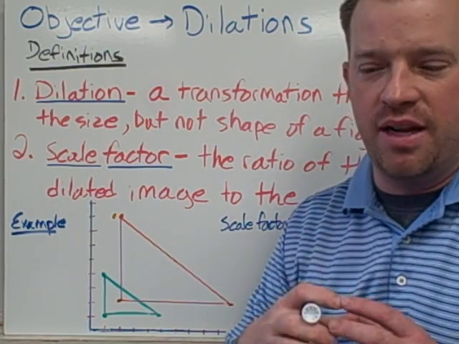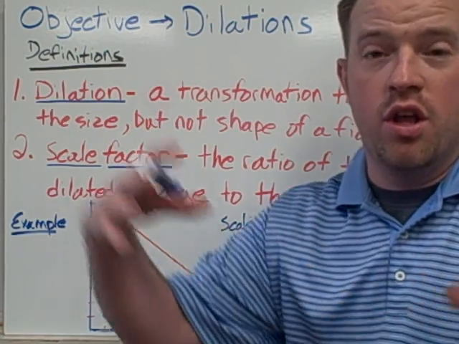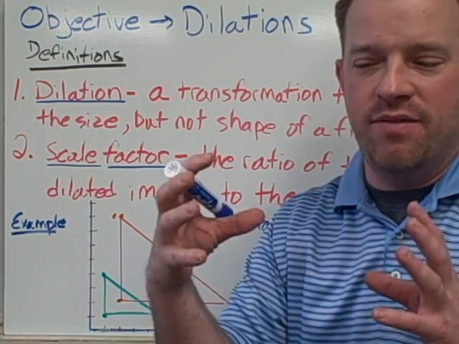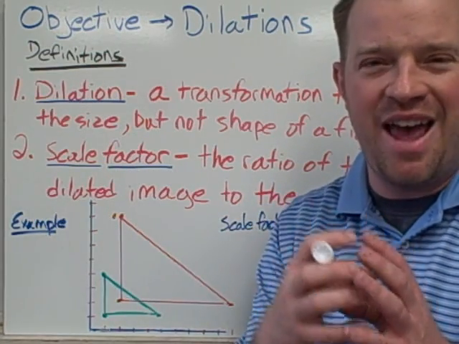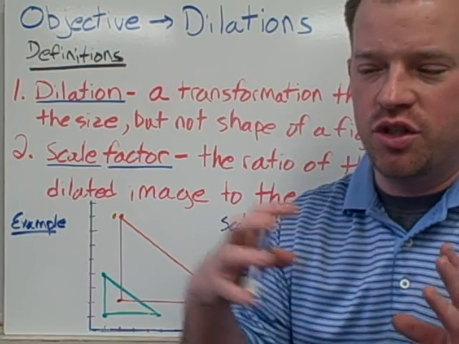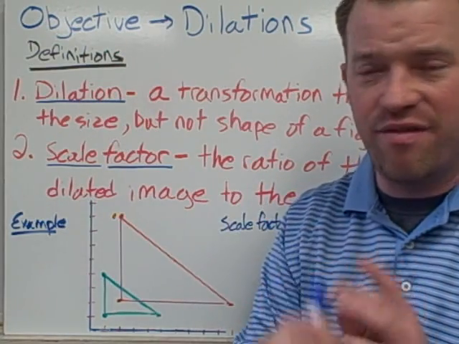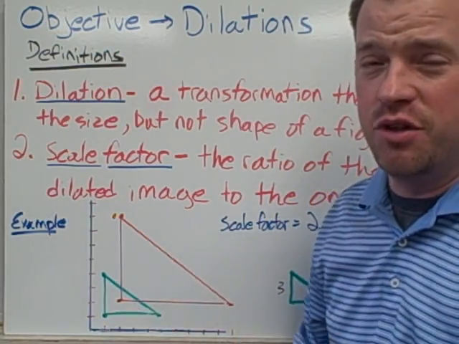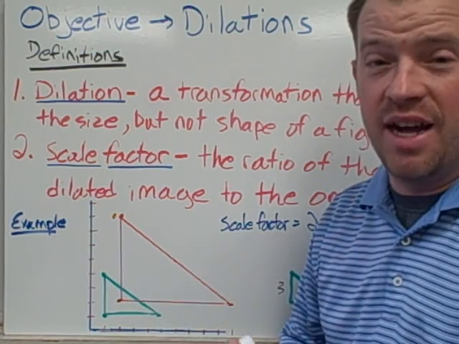You may have an object that is twice as big or 3 times as big or maybe even smaller than the original, such as half. Those are all scale factors, 2, 3, or half. Let's look at some examples that I've drawn here of a dilation.